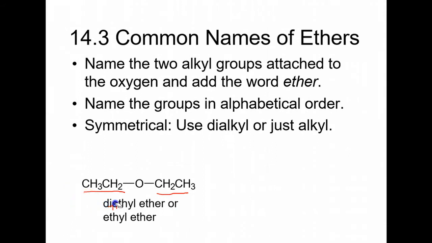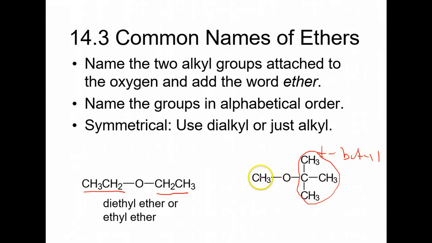Let me erase this, get that out of the way. So that's called diethyl ether. Sometimes people call it ethyl ether, because if you just say ethyl ether, that implies I have two ethyl groups on either side. If I have a non-symmetrical ether, you name it alphabetically. So notice over here I have a tert-butyl group, and then on this side I just have a methyl group. Obviously the B alphabetically comes before the M, so this would be called tert-butyl methyl ether.